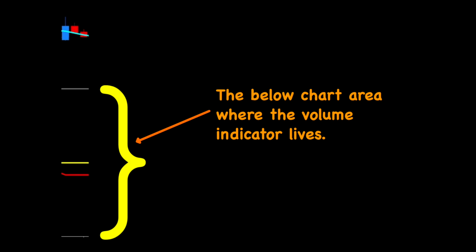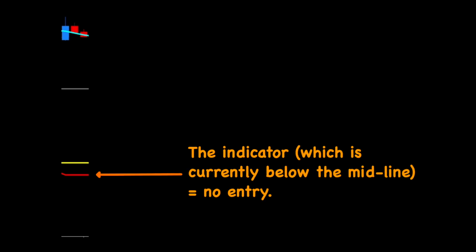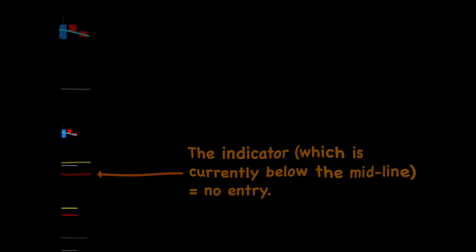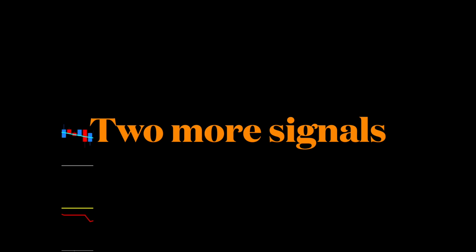This next image identifies the area below the chart where the indicator lives. The yellow line here is the midline of the indicator, meaning that our indicator signal line in red is below the midline, and that means the conditions for a trade based on volume are not ideal. Now that we're all on the same page, let's get back to the analysis. Look at that. Just a few candles further, we've got 2 more signals, but our volume indicator says no, so we don't.